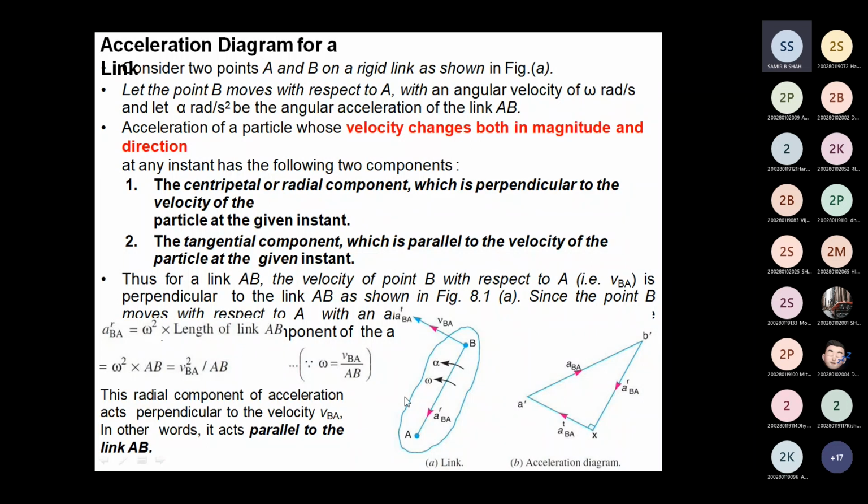In the acceleration diagram there are two components. The first is the radial part, and the second is the tangential part. You remember this? The first is known as the radial component, and the second is known as the tangential component.